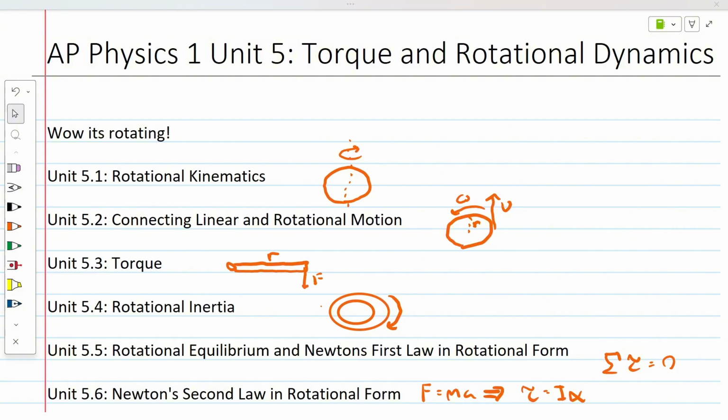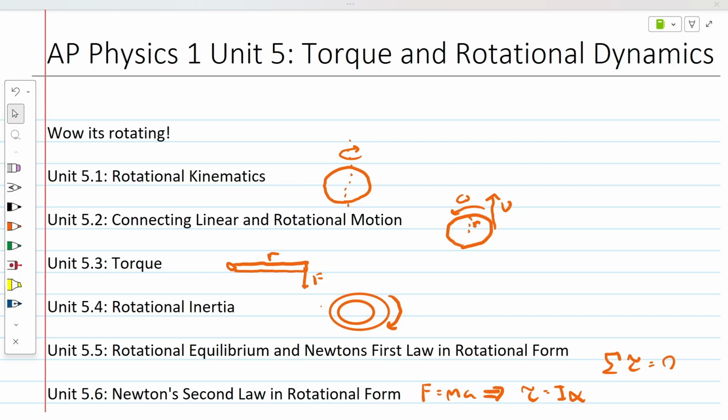So kind of the breakdown of the units are right here. We start with rotational kinematics, which really just connects kinematics to rotation, and how when you have constant angular acceleration, you can pretty much treat it just the same as normal kinematics. And then we're going to compare how to relate linear and rotational motion and really show how radius is that ultimate connecting piece of the puzzle.